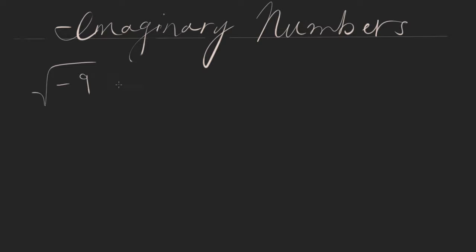Well, now that we have imaginary numbers to use, we can say that this is equivalent to the square root of 9 times -1. You can further split this into the square root of 9 times the square root of -1. And from the previous video, this might look familiar, because the square root of -1 equals i.